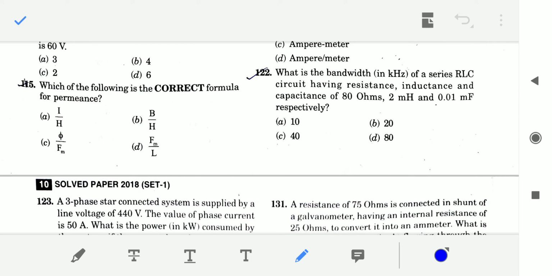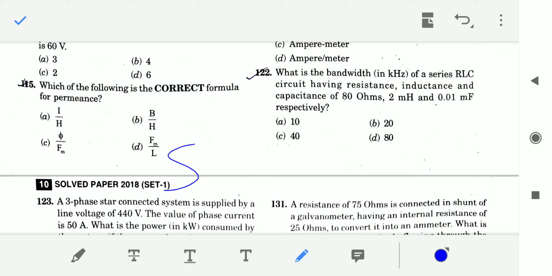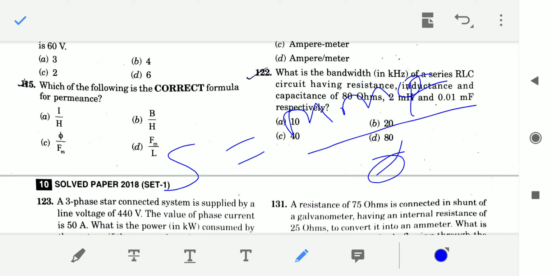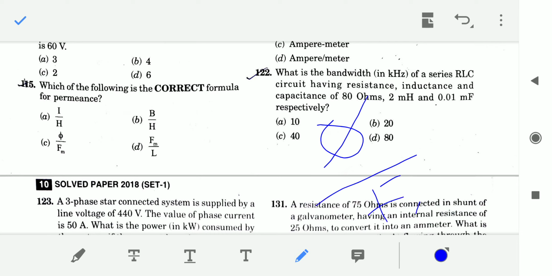And which of the following is the correct formula for permeance? So permeance is nothing but what, sir? Permeance is nothing but 1 by reluctance, right? And what is reluctance? Reluctance is equal to mmf by flux. That means permeance is equal to flux by mmf, right? That means phi by F m. So the answer will be option C.